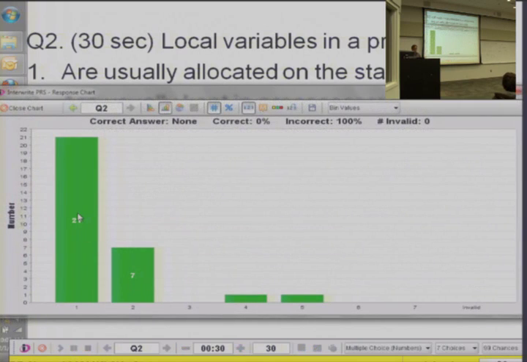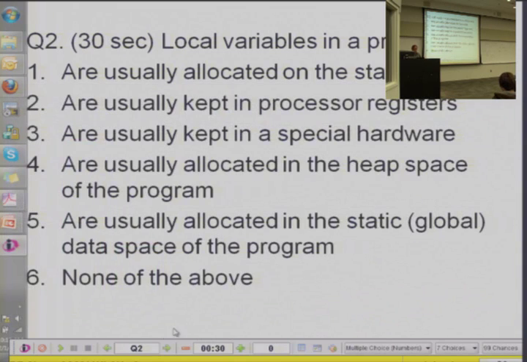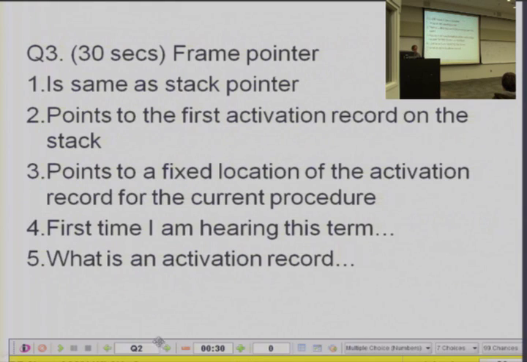Okay, so most of you have the right answer. That's good. Some compilers, as an optimization, may put it in registers, but usually on the first pass it's always done in the stack, and you might optimize it later on. So when we say usually, it is kept in the stack. Okay, go to the next one.